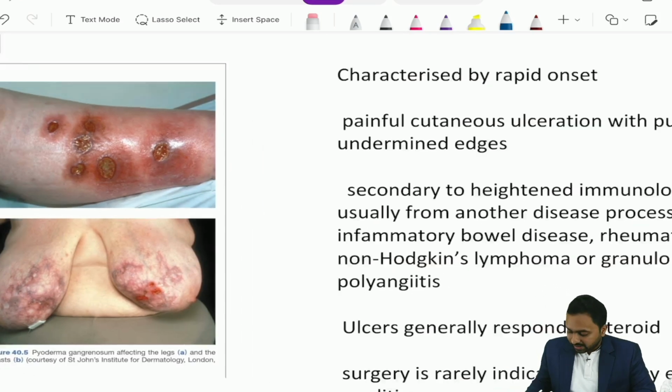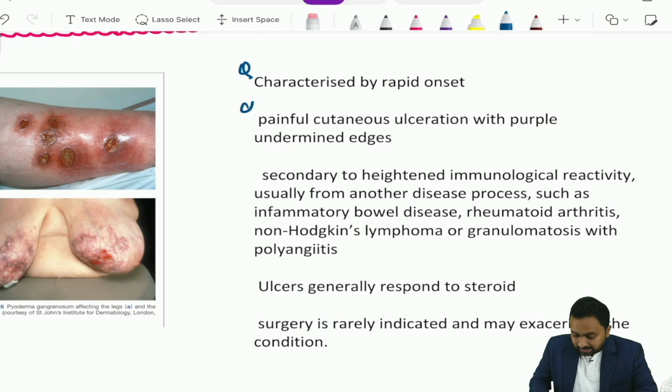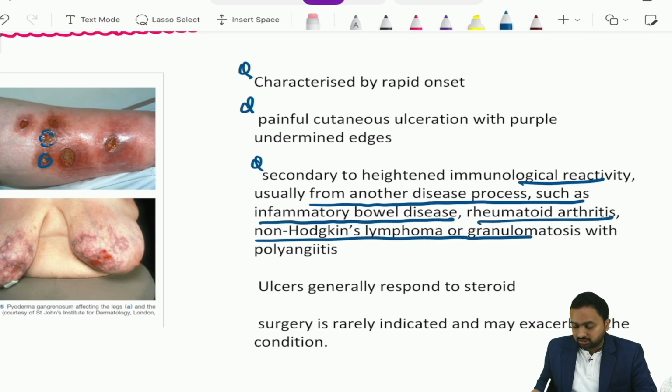These are again characterized by rapid onset. Then they are painful cutaneous ulcerations with undermined edges. Now, they are secondary to heightened immunological reactivity, usually from another disease process such as inflammatory bowel disease, rheumatoid arthritis, non-Hodgkin lymphoma or granulomatosis with polyangiitis.